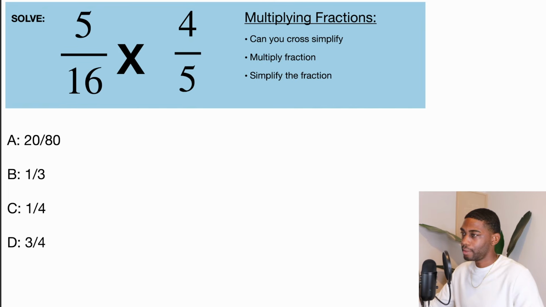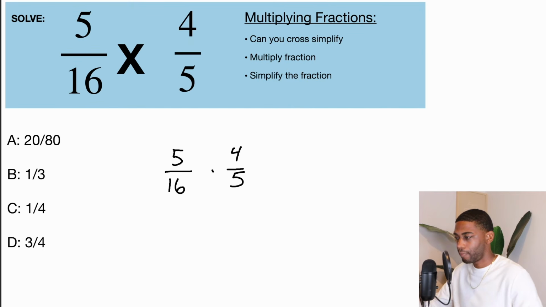5 times 16 times 4 over 5. Right, I like to rewrite it. 5 times 16 times 4 over 5. Here's a good scenario to cross simplify. What number goes into both 5 and 5, right? Obviously the number 5 goes into both 5 and 5, right? So this would be 1. 5 goes into 5 one time, 5 goes into 5 a total of 1 time, right? So this kind of helps us a lot, to be honest with you.